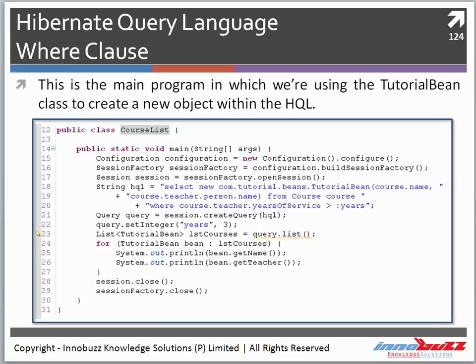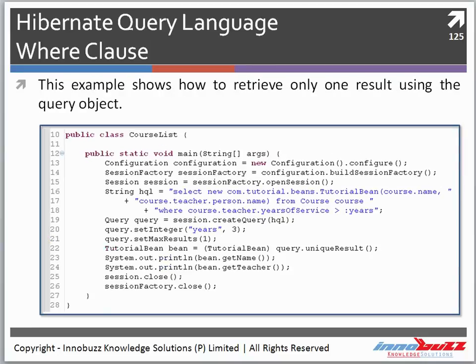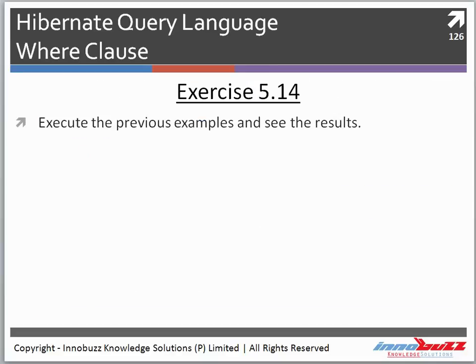This example is the same as before. The only difference is that we're getting only the first result on the list. This is achieved using first the setMaxResults method of the query object at line 21. Then, at line 22, we're using the uniqueResult method of the query object. This will get only one result from the list. Continue with the exercise.